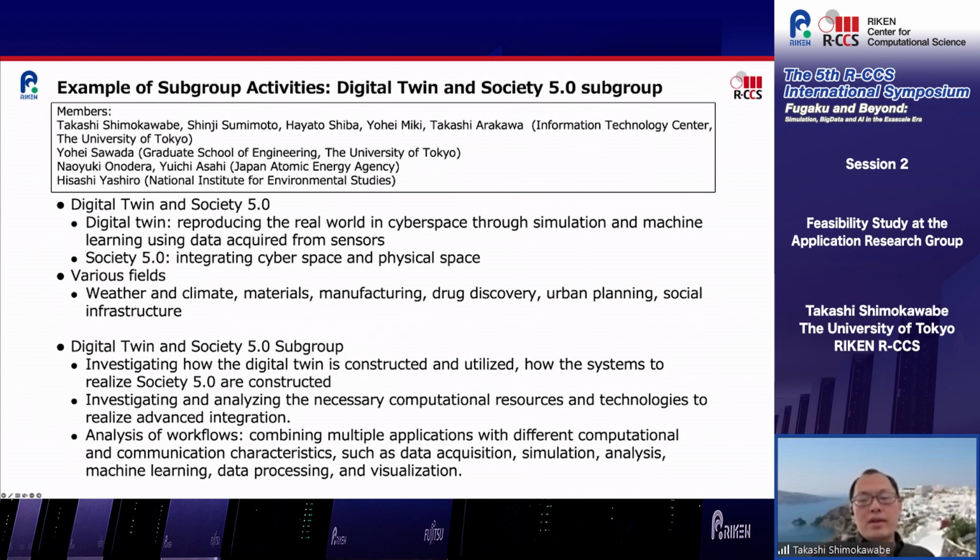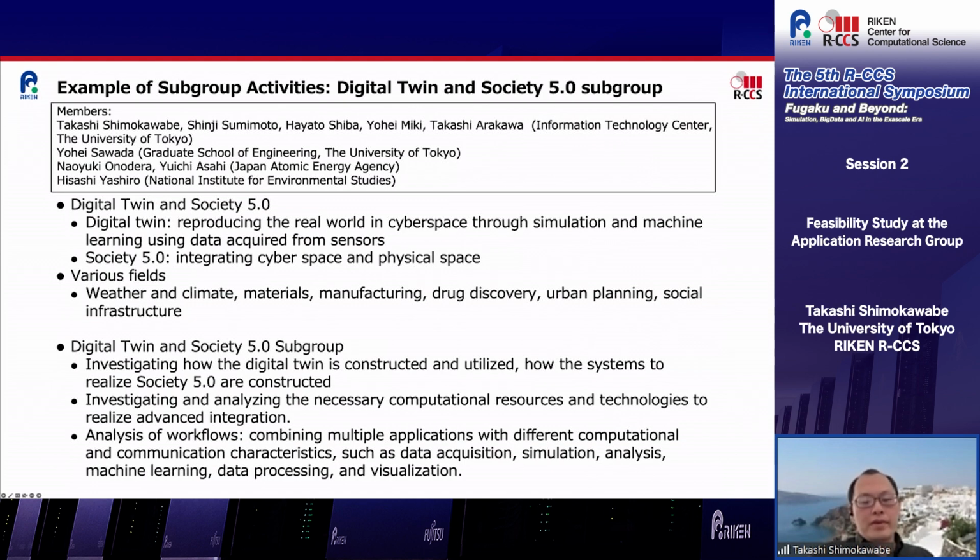The digital twin and Society 5.0 are expected to be utilized in various fields, such as weather and climate, and material and manufacturing. This subgroup is investigating how the digital twin is constructed and utilized, how the systems to realize Society 5.0 are constructed, and analyzing the necessary computational resources and technologies to realize the integration of cyberspace and physical space, or simulation and machine learning.